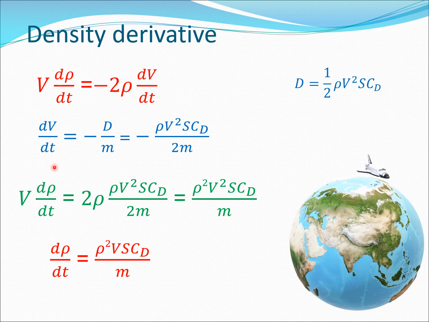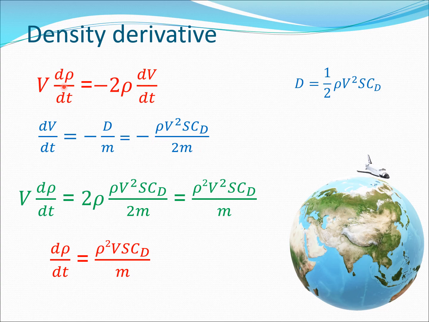Let's return to our fundamental definition of dv by dt, which was minus D by m. I derived that a couple of slides ago. Now here I put D from the usual expression, half rho v square S CD. So I get minus rho v square S CD by 2m.